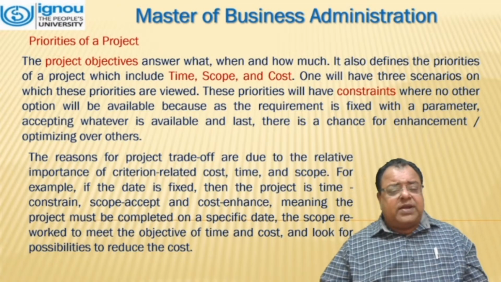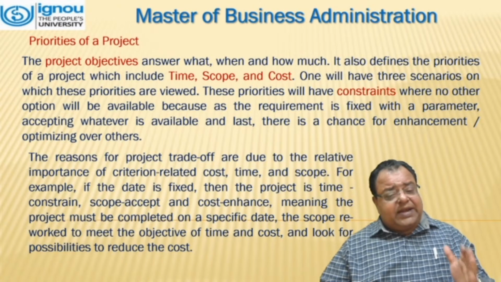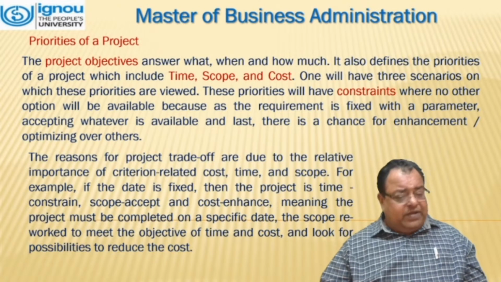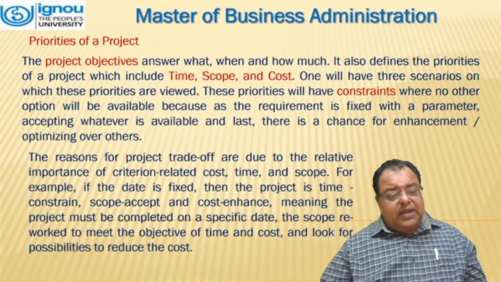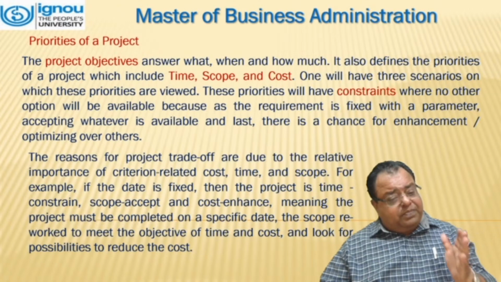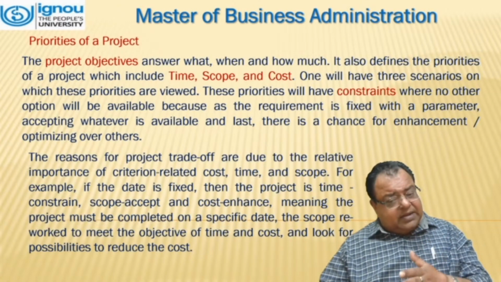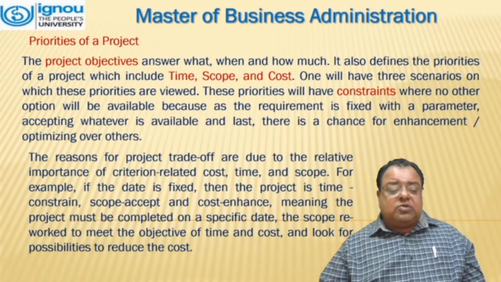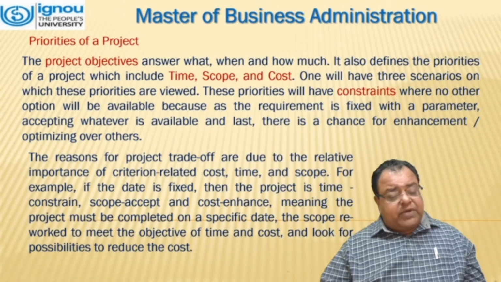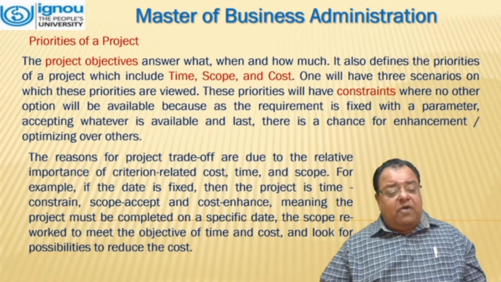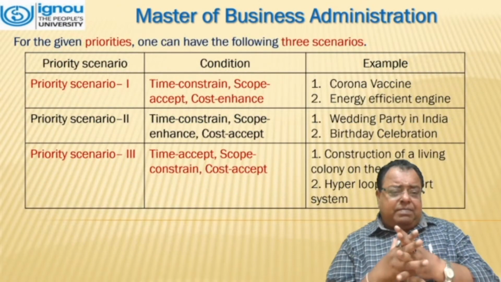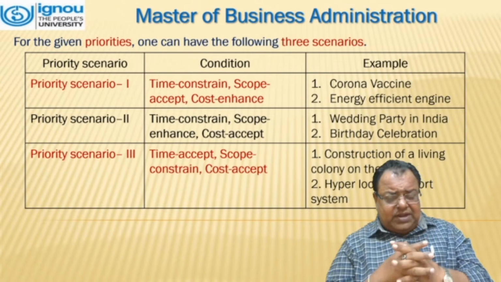The reasons for project trade-off are due to the relative importance of criteria related to cost, time, and scope. For example, if the date is fixed, then the project is time constrained, scope accept, and cost enhance, meaning the project must be completed on a specific date. The scope reverts to meet the objectives of time and cost, and we look for a possibility to reduce the cost. For the given priorities, one can have the following three scenarios.